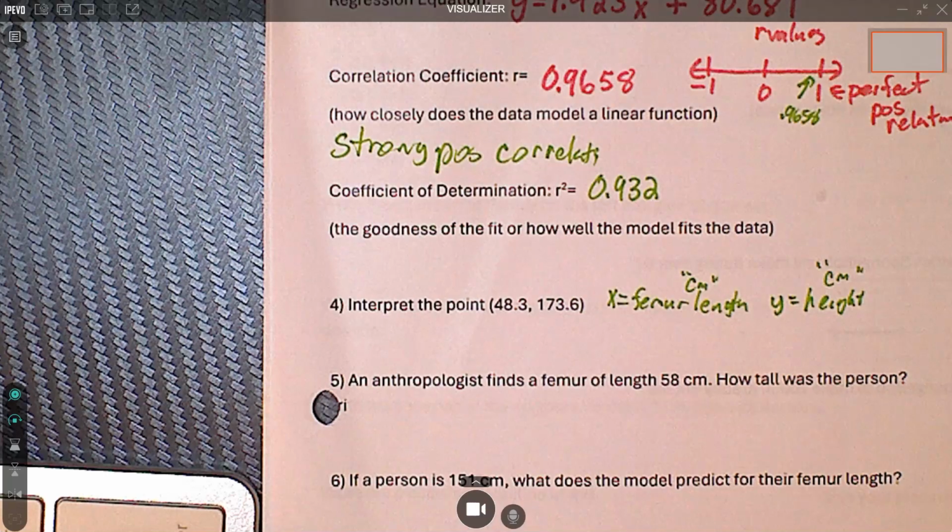Let me check my fantasy football. Losing big time.